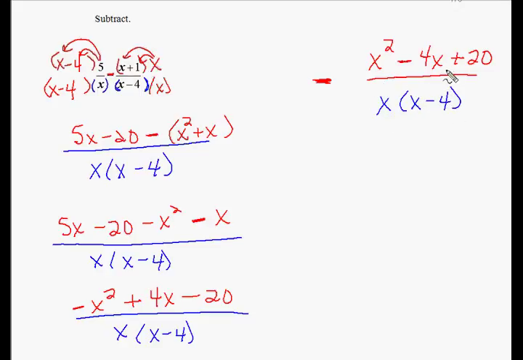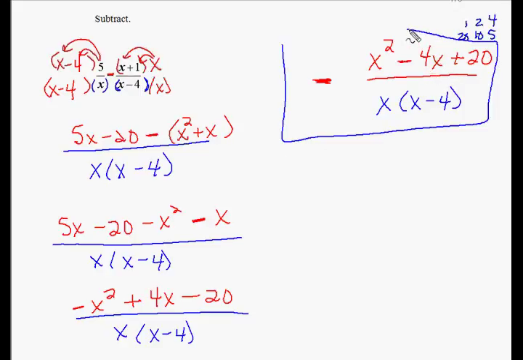So will this trinomial factor? Well, our factors of 20 are 1 and 20, 2 and 10, 3 doesn't go, 4 and 5, 5's in my list, so that's all of the possibilities. Will any pair of these numbers multiplied to 1s ever give you a 4x? I think not. So we can just say that this is our final answer.